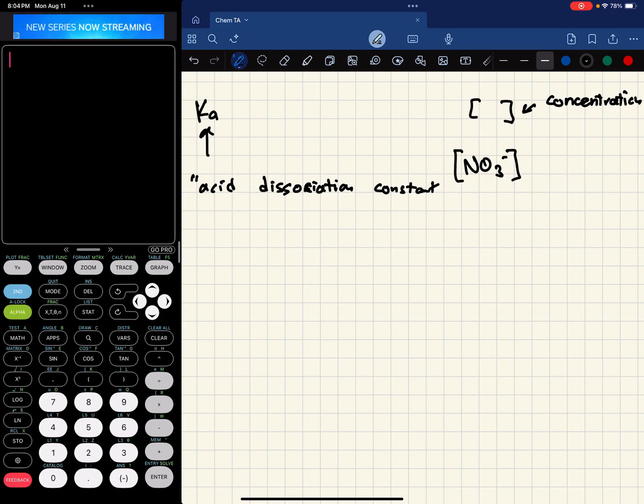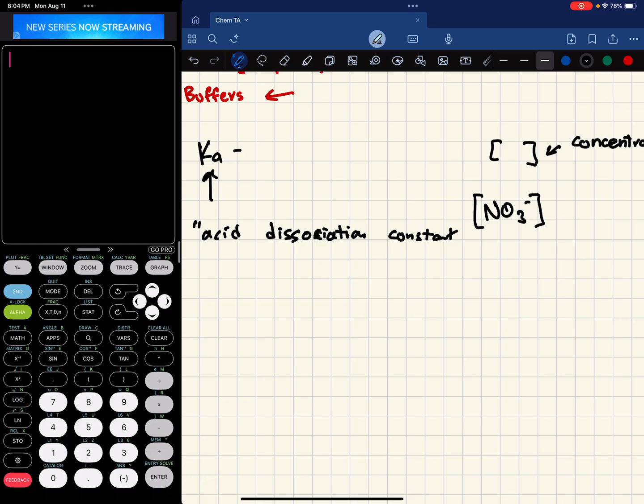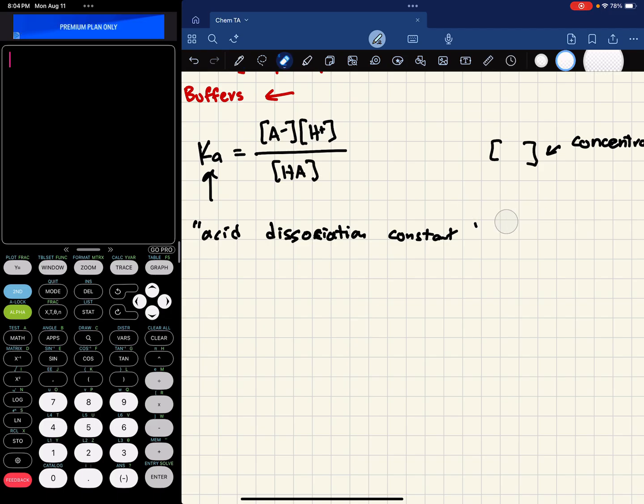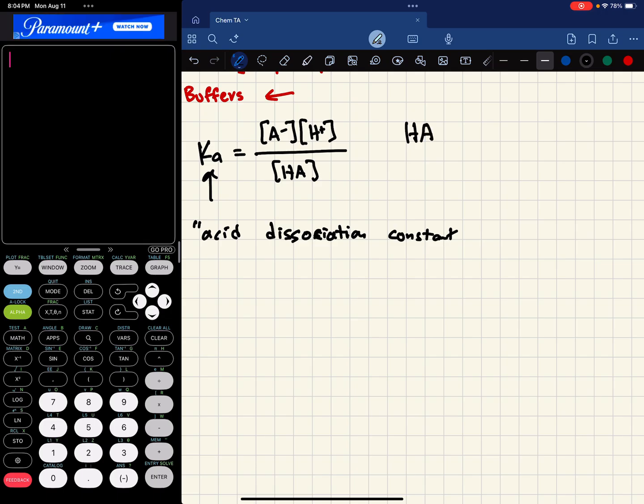Let me grab the formula, so it looks like this. In the actual formula here, we have A minus, H plus, and HA. And the reaction that we're looking at here is this. We have HA, which is our weak acid. H is the proton, and this is just the acid. And then it dissociates into H plus ions and A minus. So this is the conjugate base.